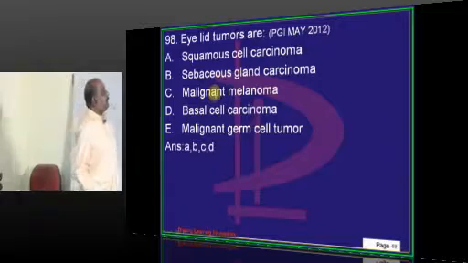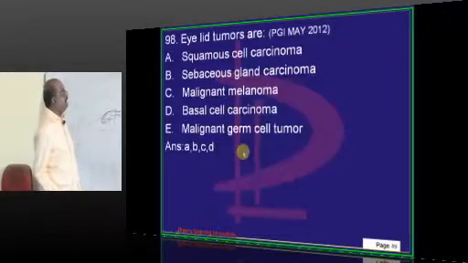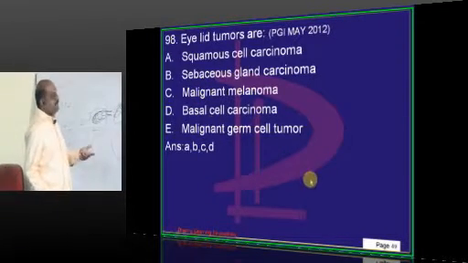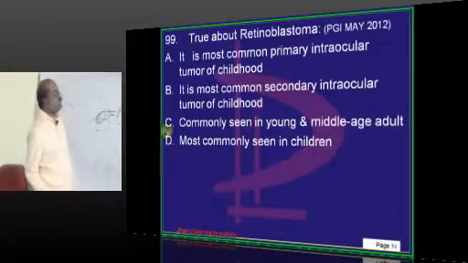What are eyelid tumors? is a very important question. Simple question actually. Squamous cell, sebaceous, melanoma, basal cell. Any of them can present like a eyelid cell tumor is what you need to remember.